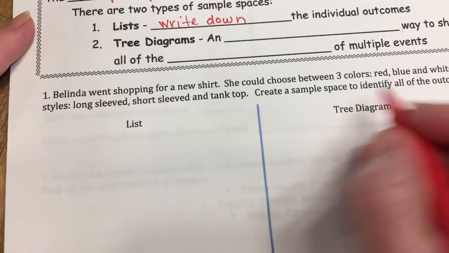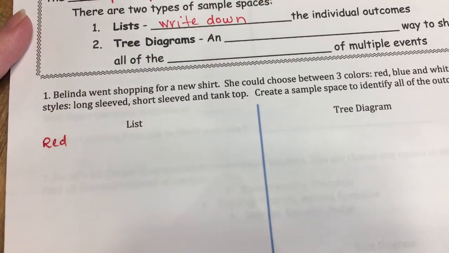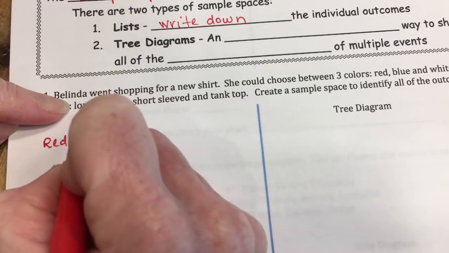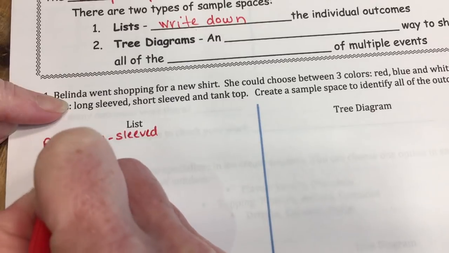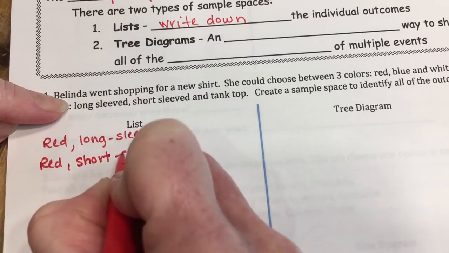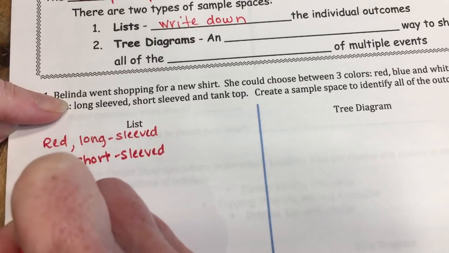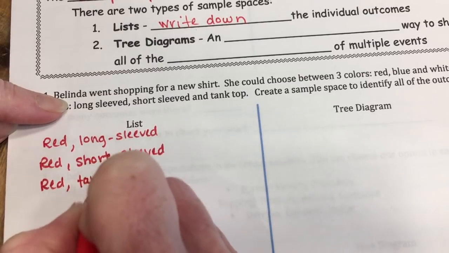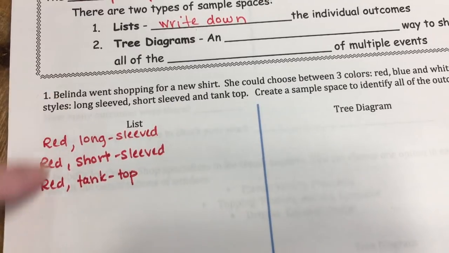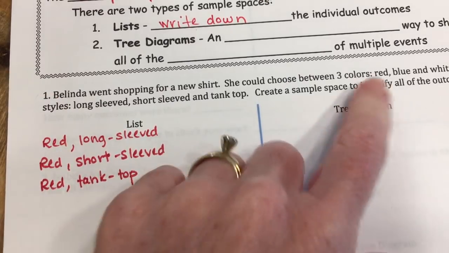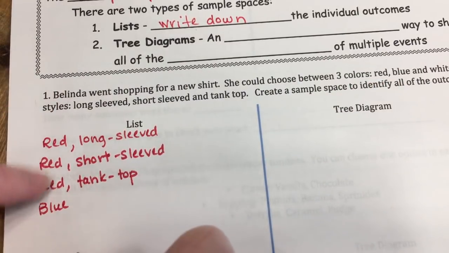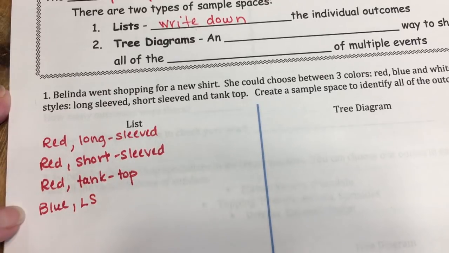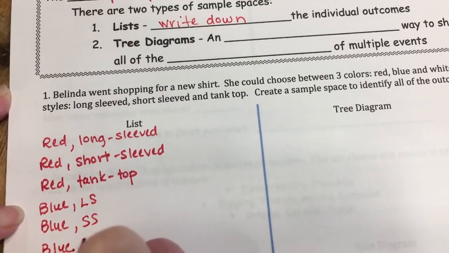So if she gets a red shirt, it could be a red long sleeve shirt. It could be a red short sleeve shirt. Or it could be a red tank top. Those are all the possibilities if she picks a red shirt. But she's also got these other colors, blue and white. So if she picks blue, she could also get a blue long sleeve. I'm going to abbreviate, a blue long sleeve, a blue short sleeve, or a blue tank top.